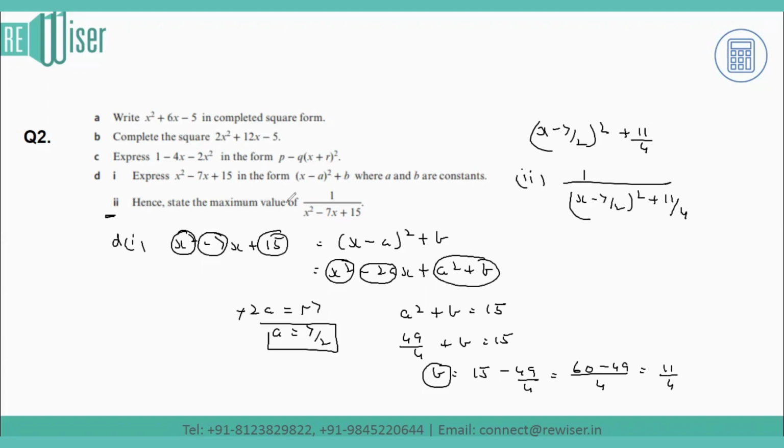So they have asked us to find the maximum value of the function. A fraction can be maximum if the denominator is minimum. And since this is a square, we know its minimum value is 0, because a square cannot be negative. So if I put its minimum value as 0, which is the minimum value for the denominator, that becomes 0 plus 11 by 4, and that becomes 4 by 11. So this becomes the maximum value of the function. Since the denominator is minimized, the fraction is maximized over here, and that will be the final answer for this question.